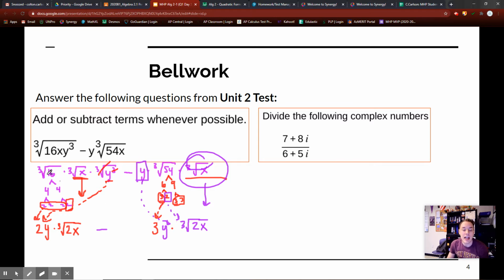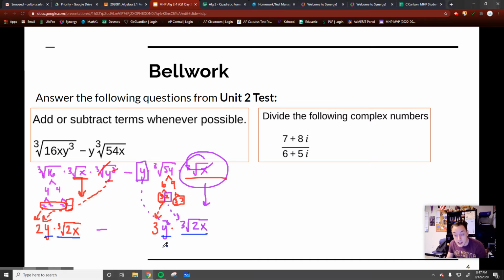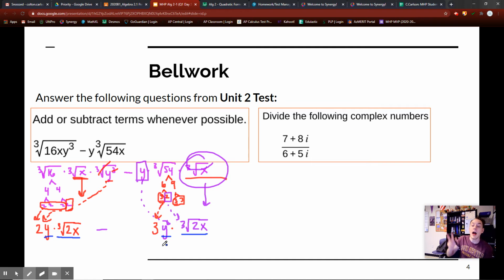We'll see. So now what I have is 2y times the cube root of 2x minus, I know there's a big space here, but minus 3y times the cube root of 2x. Now notice one thing, and then we're going to be done with this question, that they both have a y and a cube root of 2x. Both terms have a y and a cube root of 2x, which means, since they're technically the same, I can actually subtract them. I can look at just my coefficients, 2 and 3, and I can subtract them.